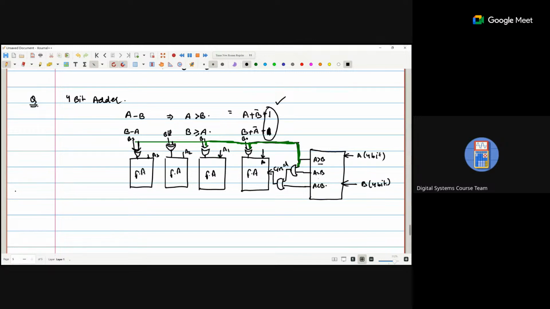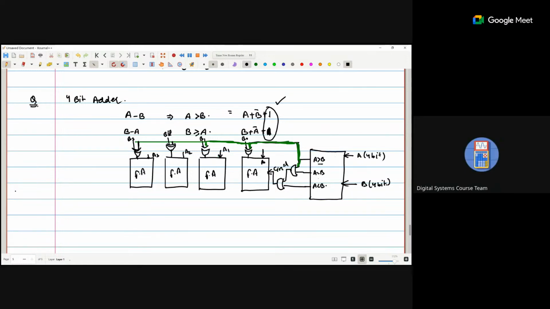Okay. So when A is greater than B, we are getting A plus B bar, and we directly add C in as a 1. So every time C in is 1, A plus B bar plus 1, we are getting A minus B, when A is greater than B. So for C in equal to 1, we will add that A greater than B, equal to B, and then A less than B.